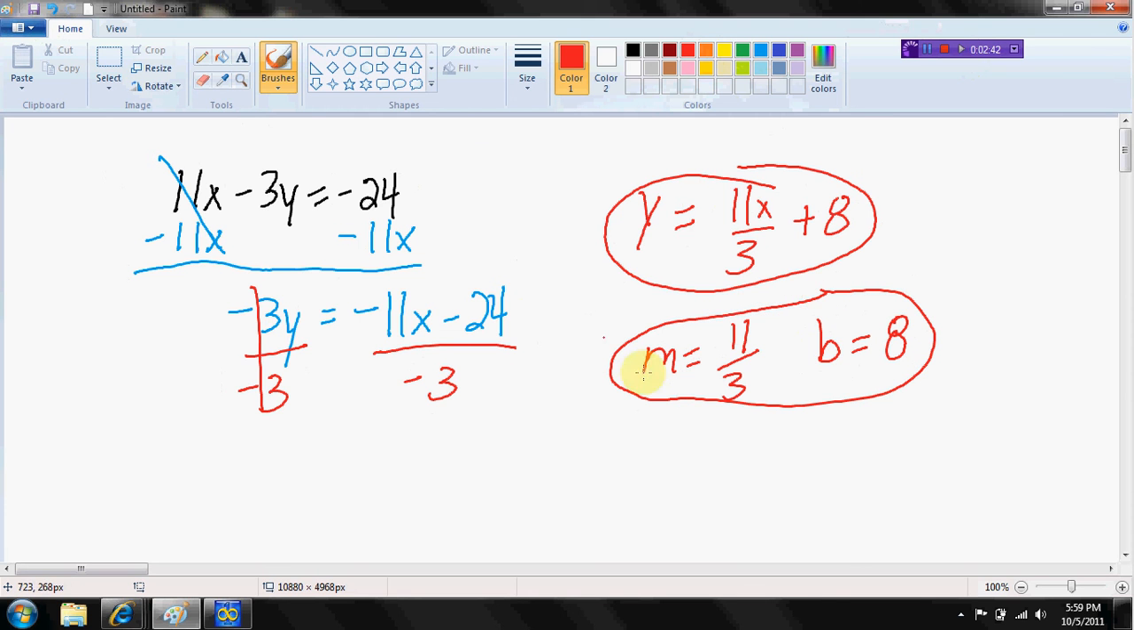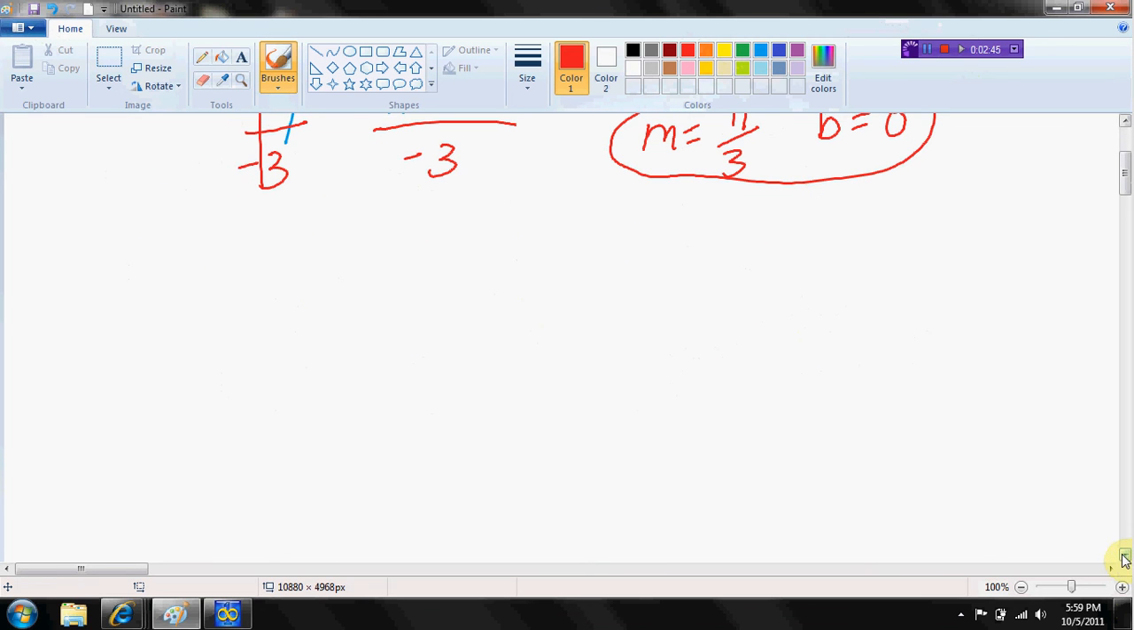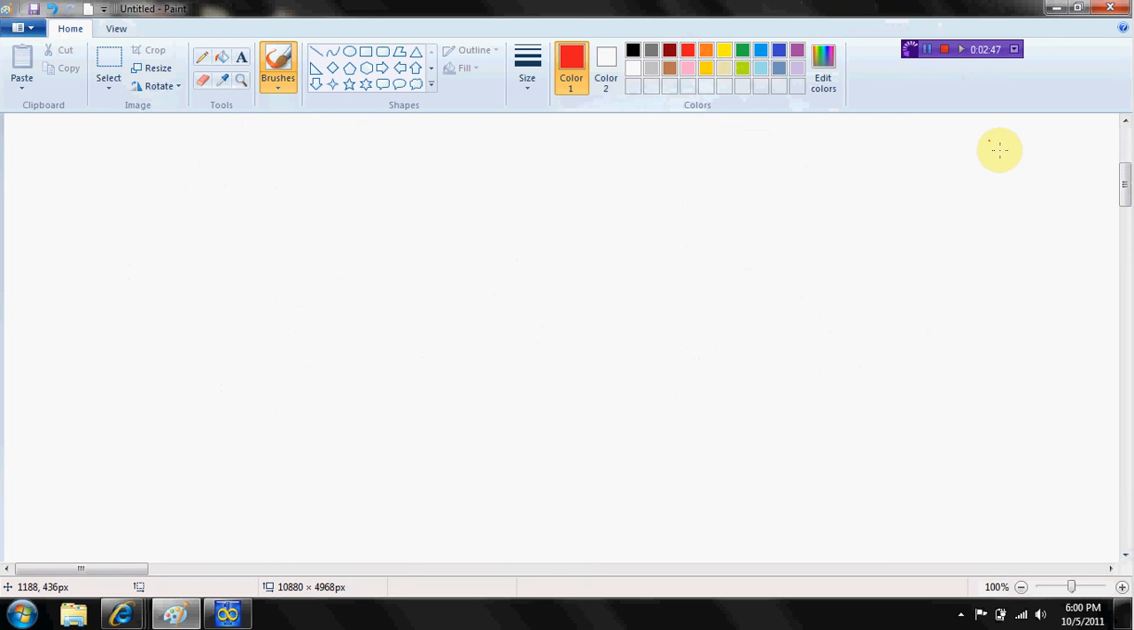Okay. Now let's say we had that same equation and we wanted to use a different method to get the slope and the y-intercept. We could take that same equation, 11x minus 3y equals negative 24, and we could find the x-intercept and the y-intercept and use that to find the slope.